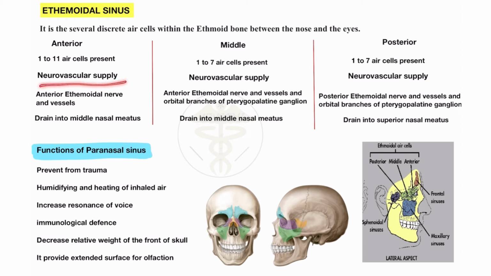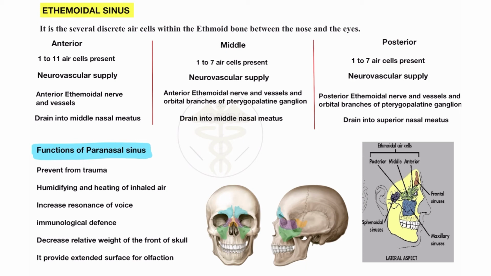The neurovascular supply of the anterior part is by the anterior ethmoidal nerve and the anterior ethmoidal artery. Drainage of the anterior ethmoidal sinuses occurs into the middle nasal meatus, the same as the maxillary sinuses and the frontal sinuses. So the maxillary sinuses, frontal sinuses and anterior ethmoidal sinuses open into the middle nasal meatus, and the middle ones also open into the middle nasal meatus.